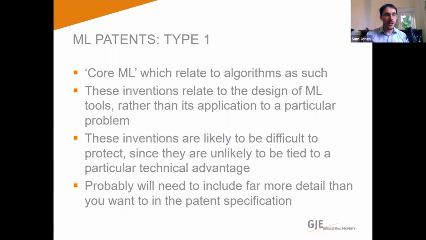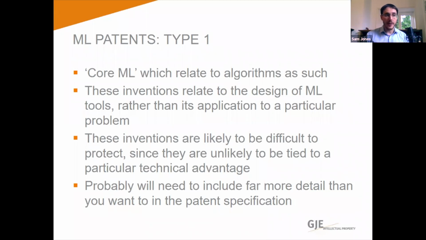And so inventions that fall into this category relate to the design of machine learning tools rather than the application of machine learning to any particular problem. So for this reason, it makes them quite difficult to protect via patents at the EPO, because as I was talking about in part 1, you need to link your machine learning algorithm to some particular technical system or operation on technical data in order to obtain technical character, which is one of the 3 things that you're going to need to get your invention patented at the EPO.